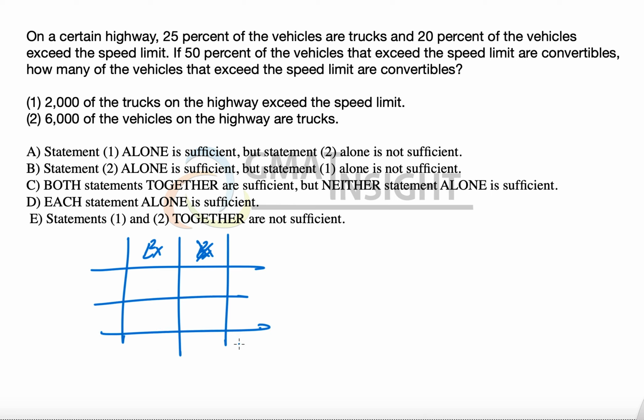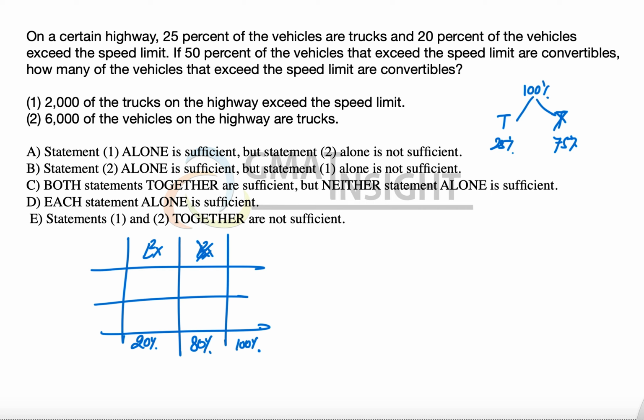Let's assume that there are a total of 100% vehicles and 20% of the vehicles exceed the speed limit. So we get 20% here, we get 80% here. And if there are total 100% vehicles, then trucks will be 25% and the ones that are not trucks form 75% of the total vehicles.